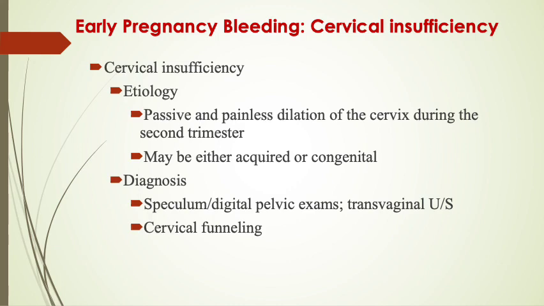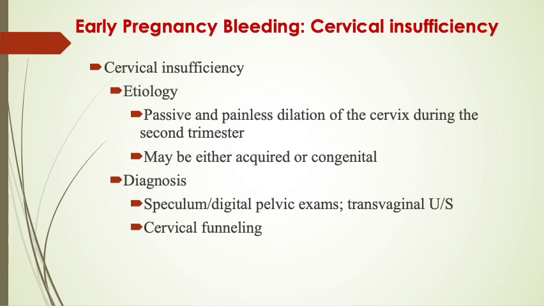And this cervical insufficiency is also one of the early pregnancy bleeding disorders. So what is cervical insufficiency? Well, cervical insufficiency is a condition where the lower end of the cervix opens too early during pregnancy. So that is just a common definition of cervical insufficiency.